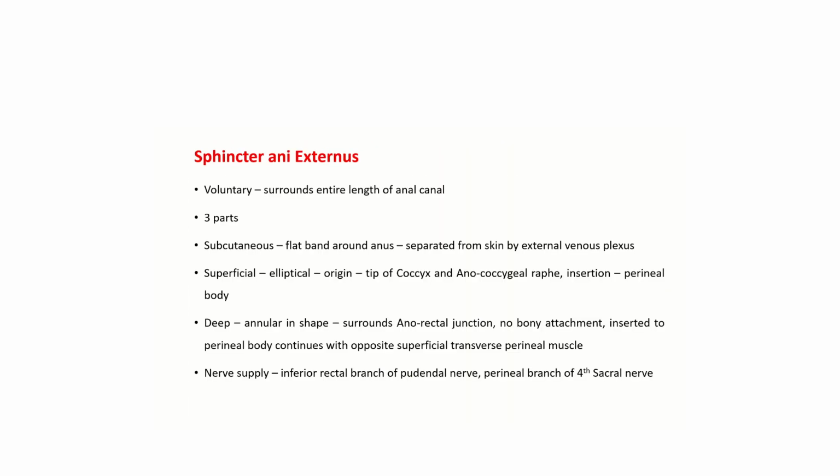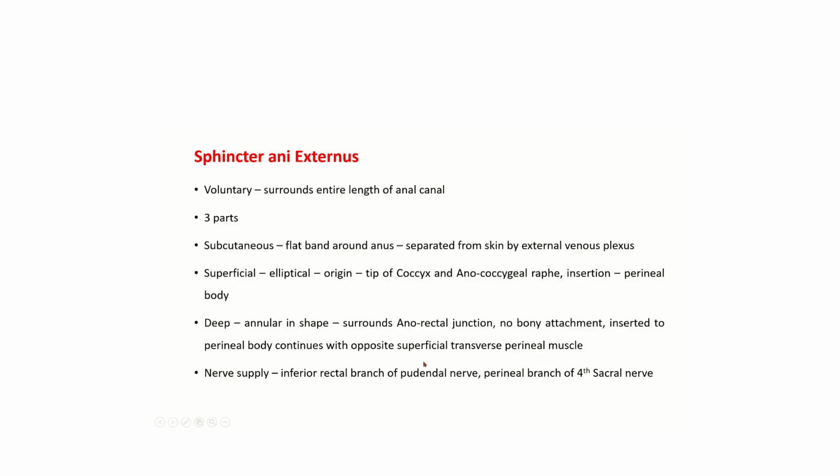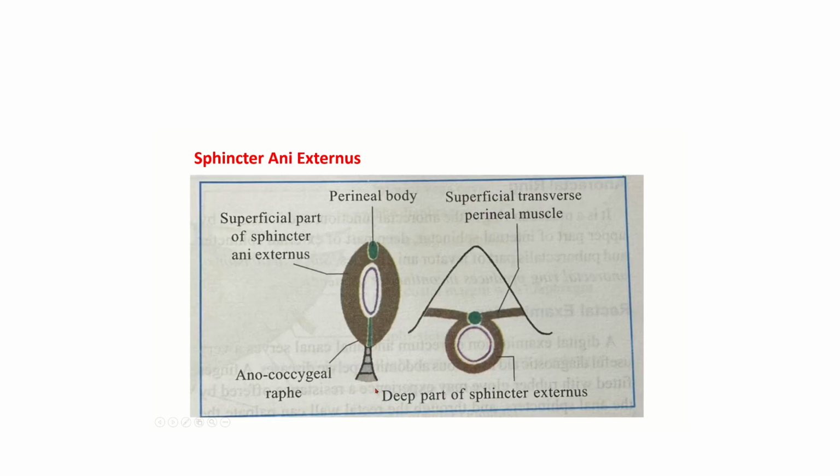The superficial part is elliptical, with origin from the tip of the coccyx and anococcygeal raphe, and insertion to the perineal body. You can see that here. The deep part has no bony attachment. It encircles the upper part of the anal canal, is inserted to the perineal body, and continues with the superficial transverse perineal muscle of the opposite side. Annular in shape, it surrounds the anorectal junction. Nerve supply: the inferior rectal branch of the pudendal nerve and the perineal branch of the fourth sacral nerve.